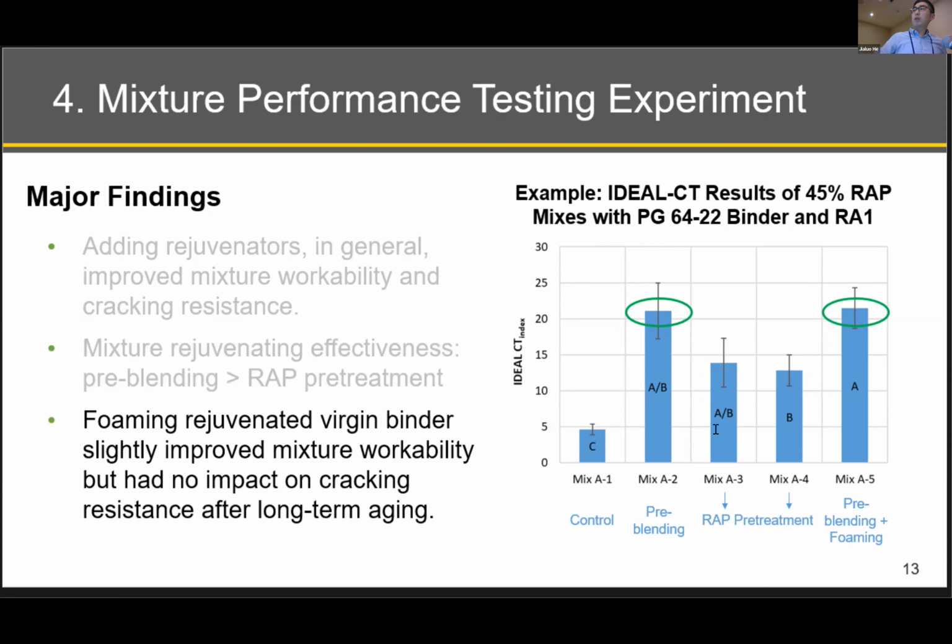And for the 2 pre-blending methods, the one using foaming technology provides a better workability, which is not surprising to us. This is something we expected because of the volume expansion and the surface area expansion that provide a better coating and therefore better diffusion. But in terms of the cracking resistance, foaming is pretty much an instantaneous benefit, if you will. So it just really provides a prolonged cracking resistance improvement, and that's what we saw here.